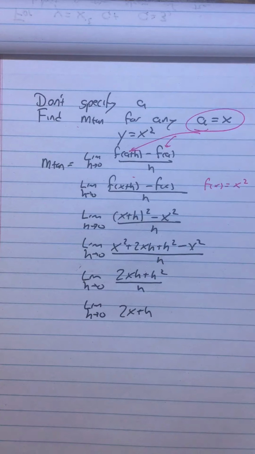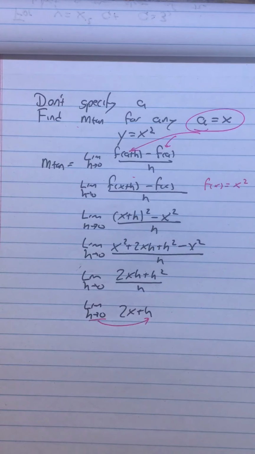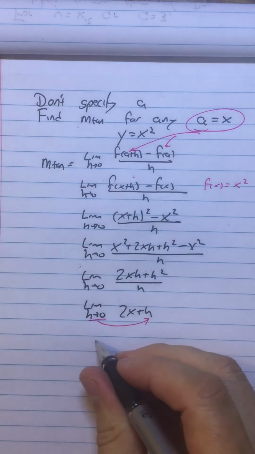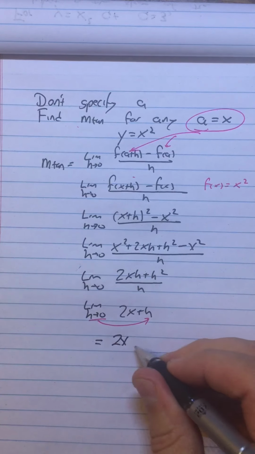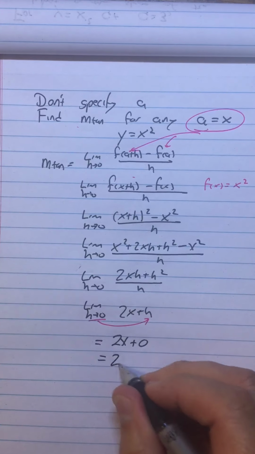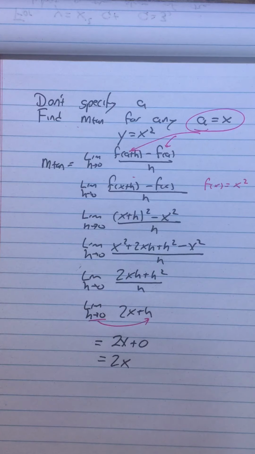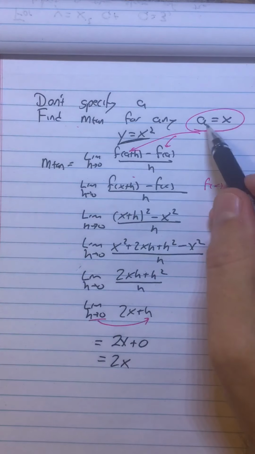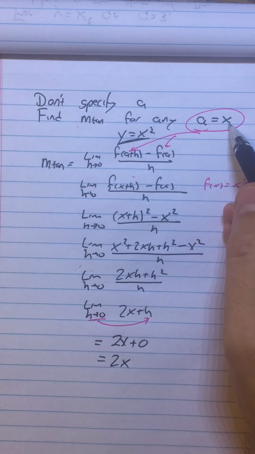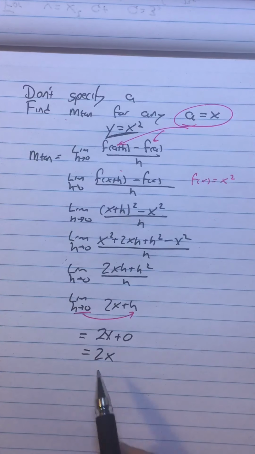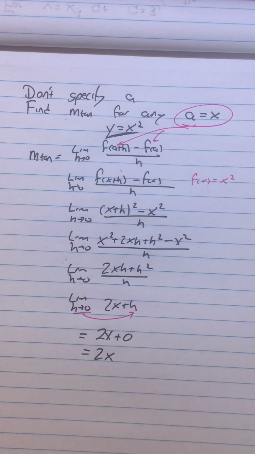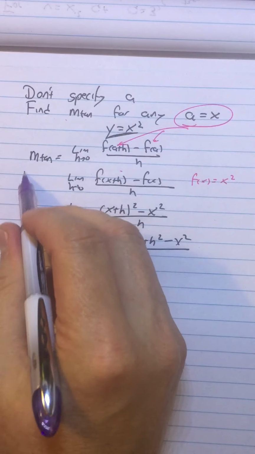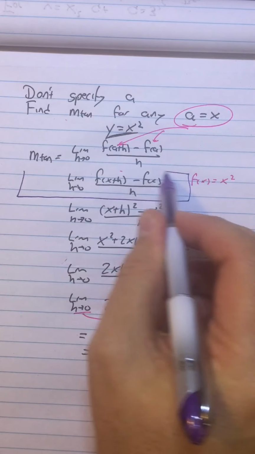Now I can substitute the value h equals 0. The x I'm just going to leave. Because I'm substituting and evaluating the limit, I drop the limit sign: 2x plus 0, 2x. So now I know, in fact, that for the function y equals x squared, no matter what the value of x is where I want to find the slope of the tangent, that slope of the tangent is always going to be 2 times the x coordinate. This is an extremely powerful result, and we're going to look at this right here a lot.